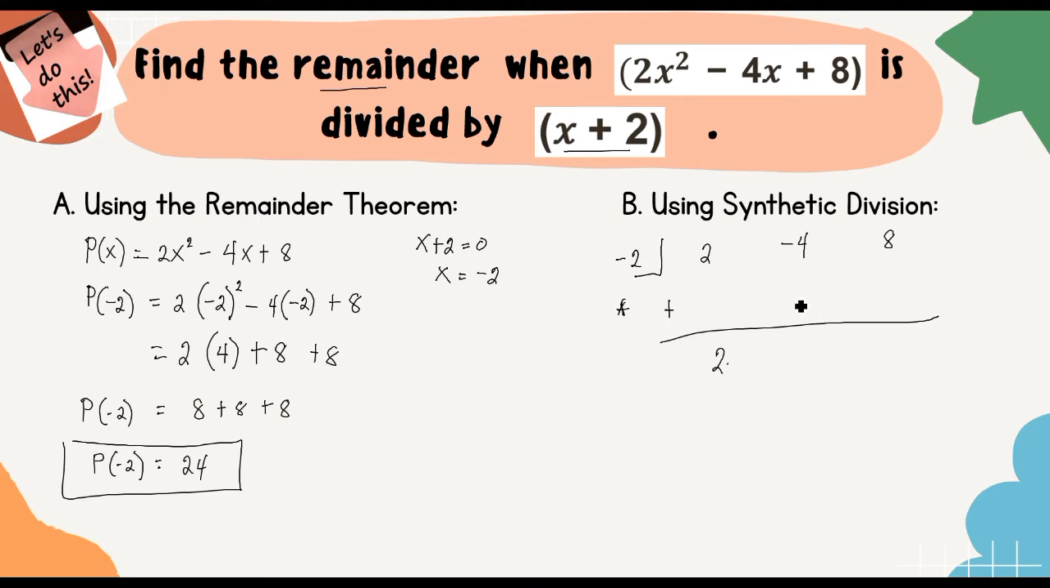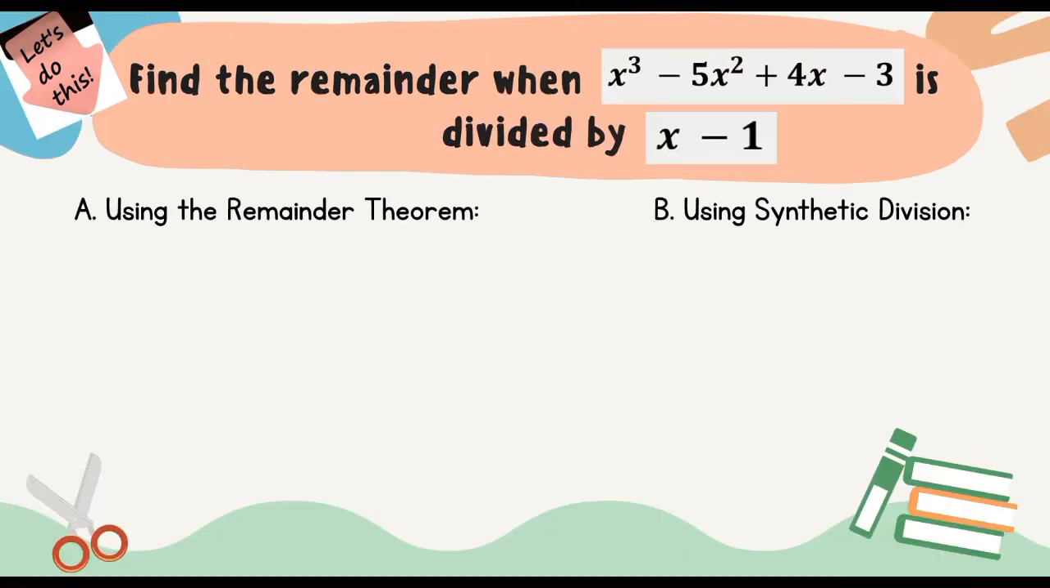2 times negative 2 is negative 4. Negative 4 plus negative 4 is negative 8. Negative 8 times negative 2 is positive 16. And 8 plus 16 is 24. So as we can see, ang ating remainder dito ay positive 24. Makikita natin, parehas po yung makukuha nating sagot. So let us have another example.